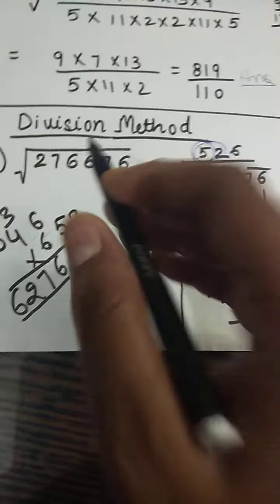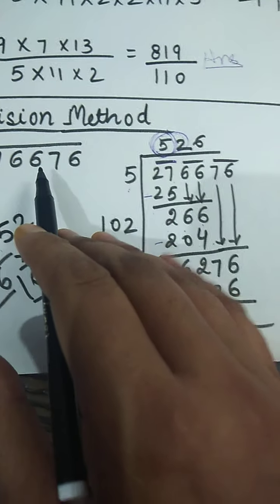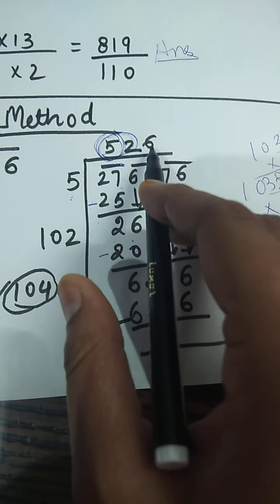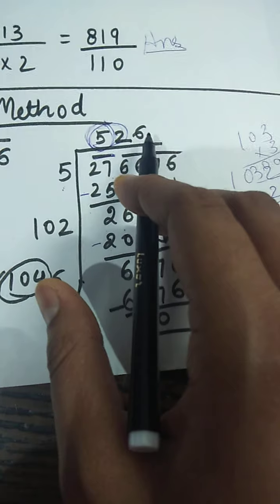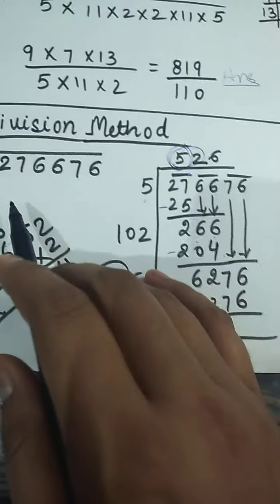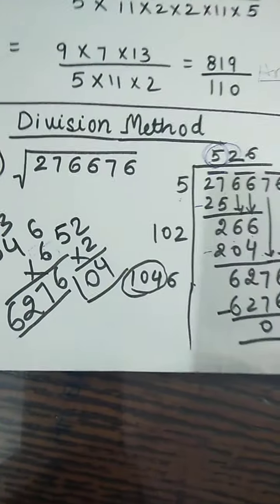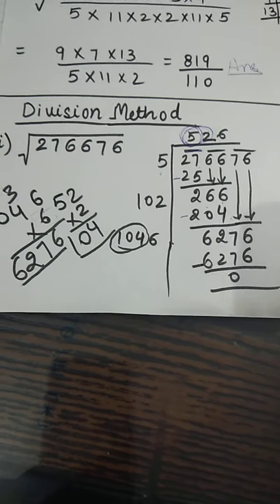So the square root of 2,76,676 is 526. This is our square root of this number. We'll do some more questions.